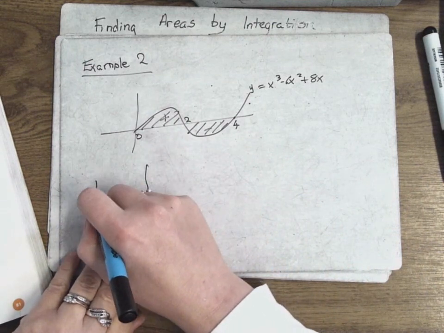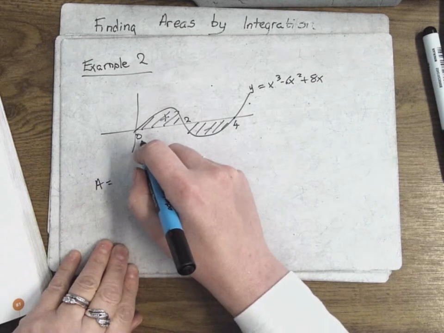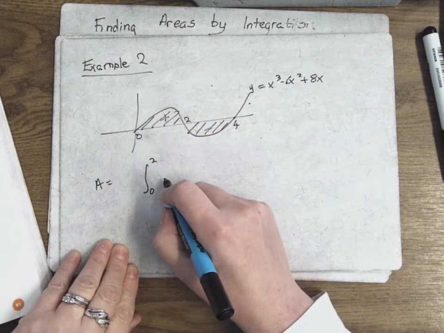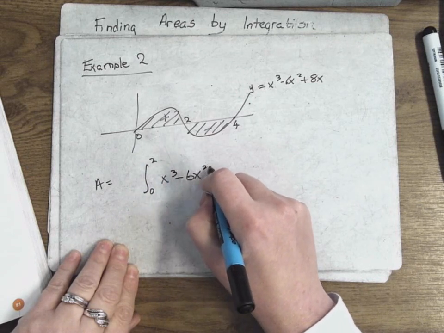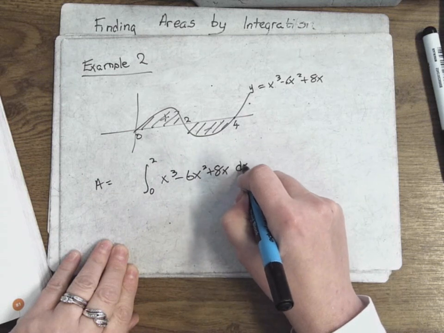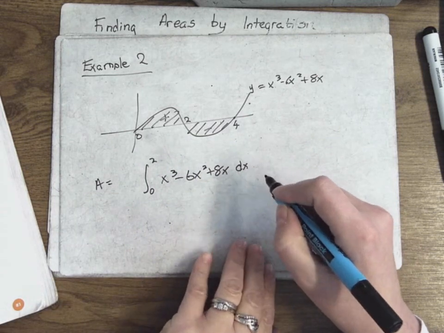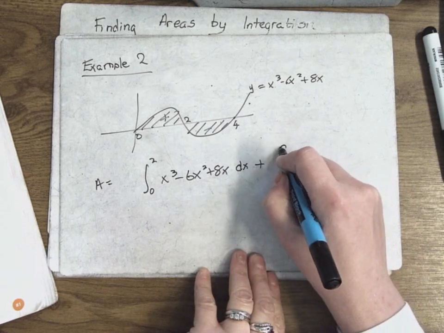So the area here will be the integral from 0 up to 2, so halfway, of x cubed minus 6x squared plus 8x dx, as in integrate with respect to x. Then you must add the area down at the bottom.